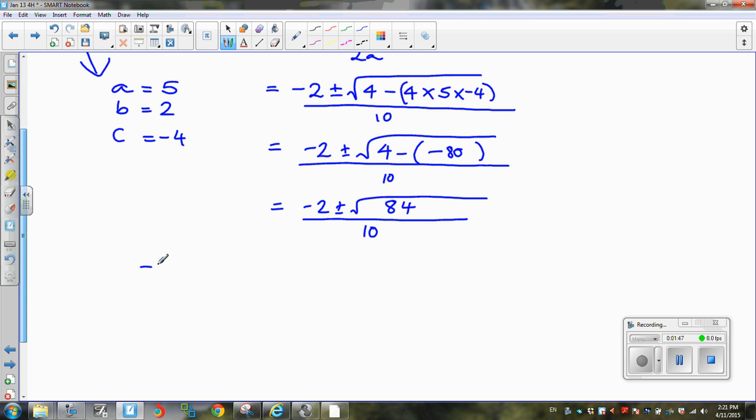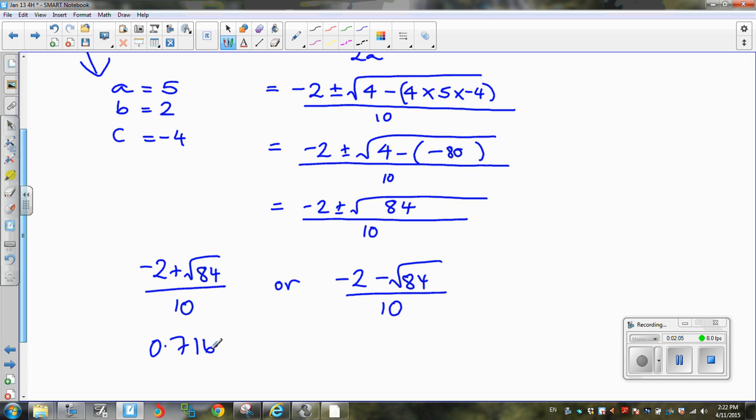Now one of my solutions is going to be minus 2 plus the square root of 84 divided by 10, and the other solution is going to be minus 2 take away the square root of 84 divided by 10. So if you type that into your calculator, the first one comes out as 0.71651, and the second one comes out as minus 1.1165, etc.